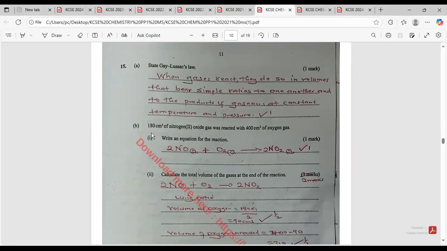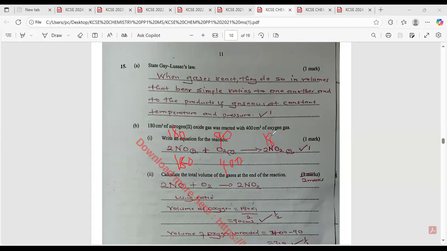Then the next one, the question: 180 of nitrogen(IV) oxide was reacted with 400 of oxygen. In this question we use something we call trial and error. How? We don't know which one was accurate. So after writing the equation, if this is 180, this is 180, and this is 400, we don't know which is which. So we try to apply the concept that we know and see whether it works. If 2 is representing 180, so it means if 2 is 180, then the volume for oxygen will be 90 because the ratio is 2:1 and we are going to form 180.